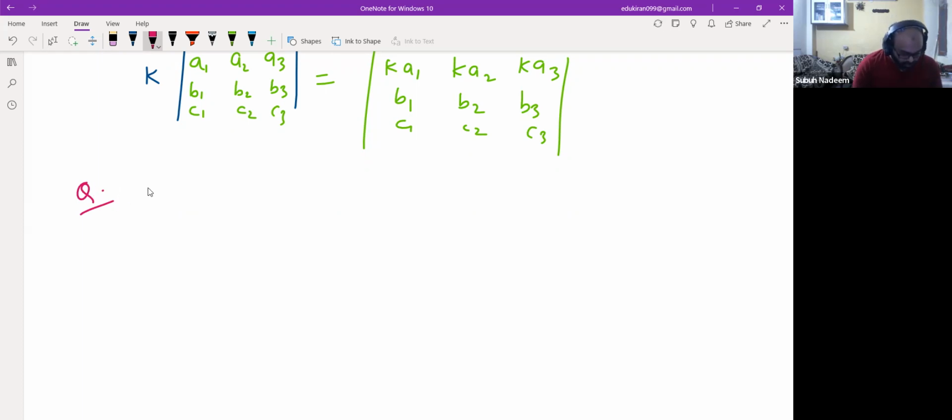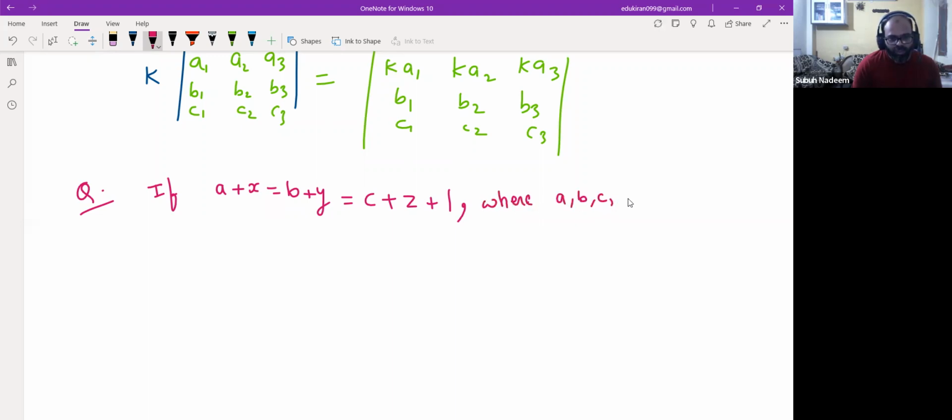If A plus X equal to B plus Y equal to C plus Z plus 1, where A, B, C, X, Y, Z are non-zero distinct real numbers.